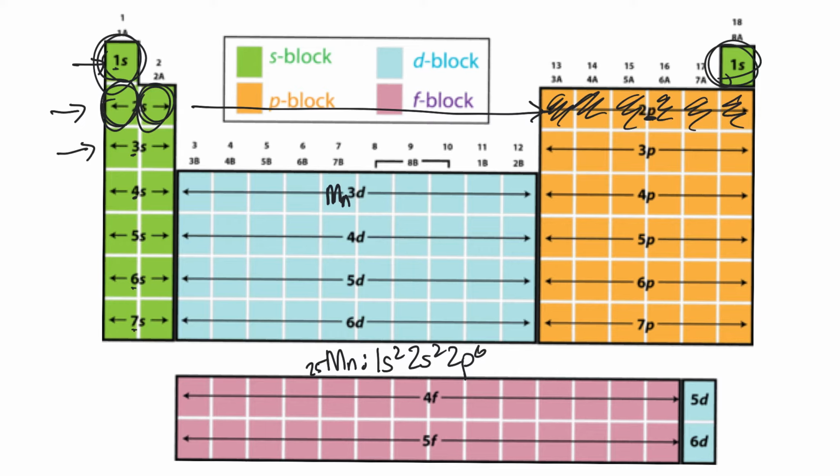Okay. Moving on, then we're going to the 3s. How many 3s do we have? 1, 2.